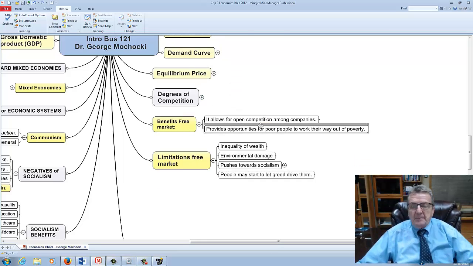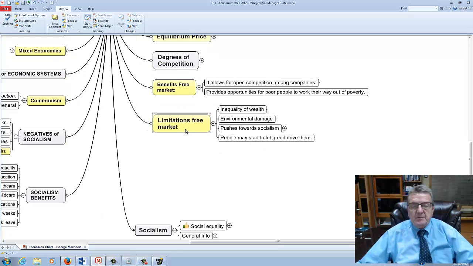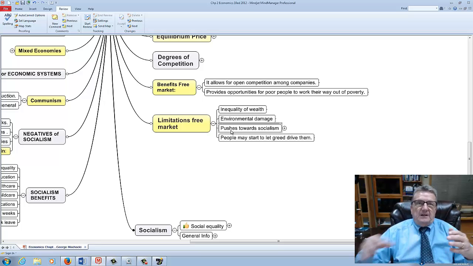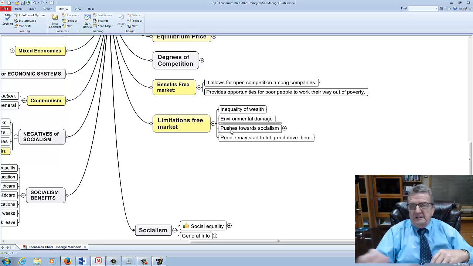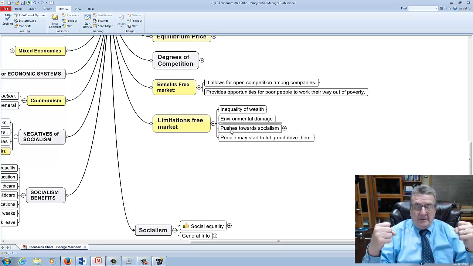Benefits: it allows for open competition. If I look at the benefits of a free market, the limitations are inequality of wealth and environmental damage, which pushes towards socialism. And when we go later on into the different economic systems that run different governments, you're going to find out that there's no pure one. We're not purely free market, or capitalistic.